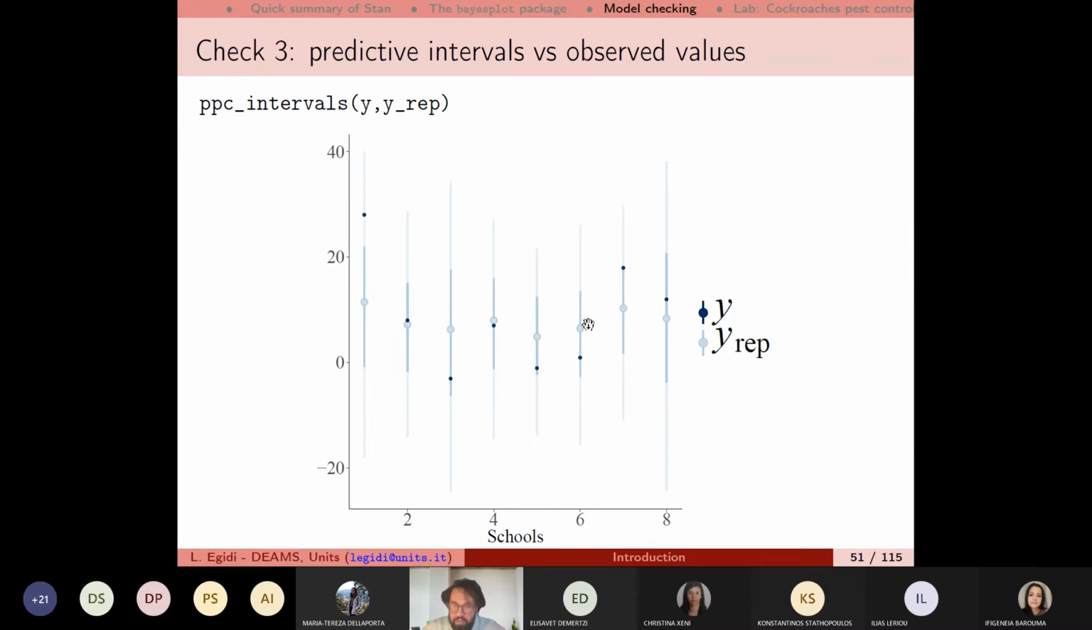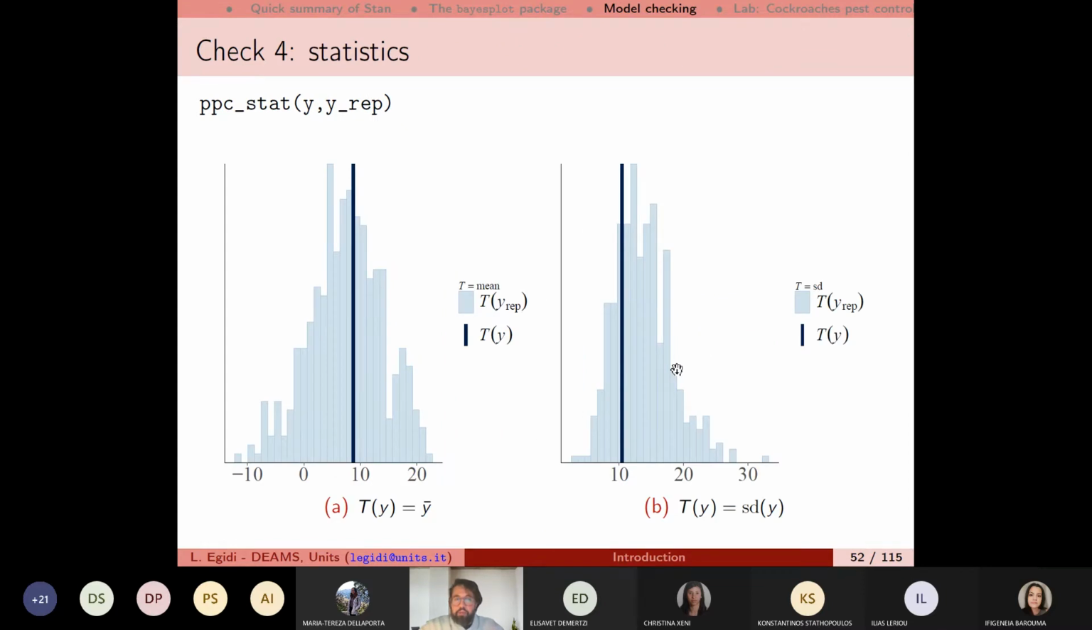This is another signal that the model is likely to fit my data well, because a possible sign of poor fitting would have been that the observed points were very, very far from my predictive intervals. And this is not happening in this case. So my observed data fall within, for each school, the predictive intervals obtained from data replications. Another kind of check is about statistics. You remember that I told you that we could choose a scalar for checking whether my data replications are describing my data well.